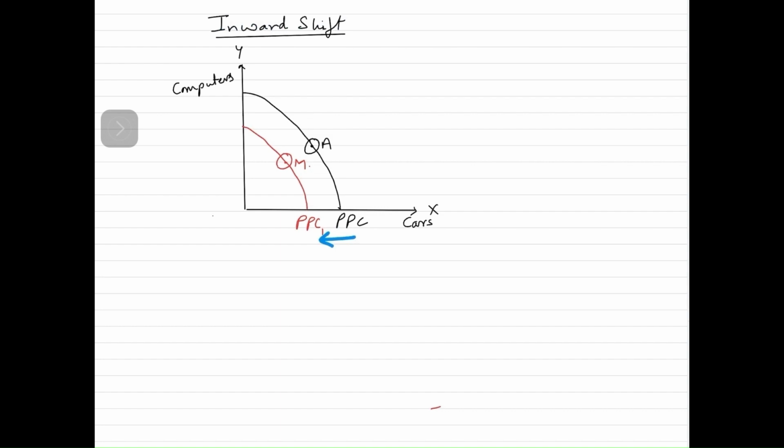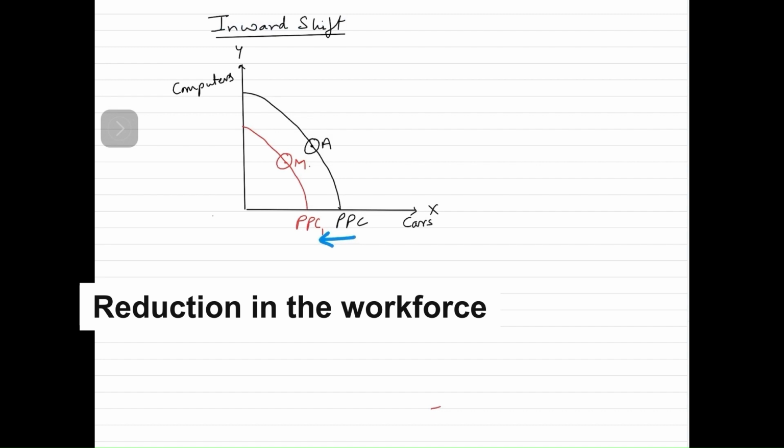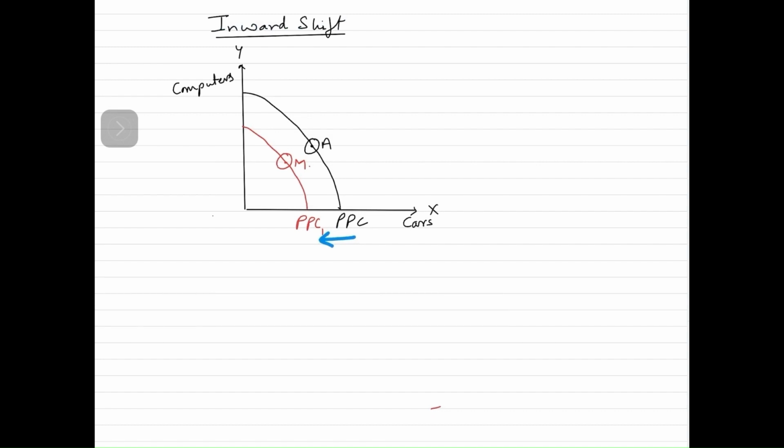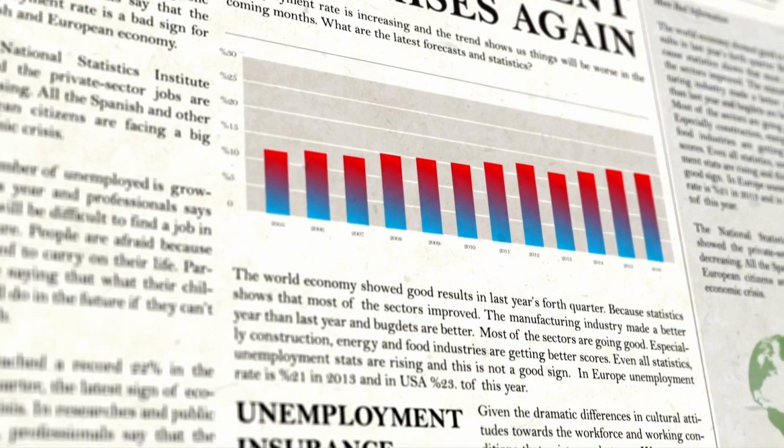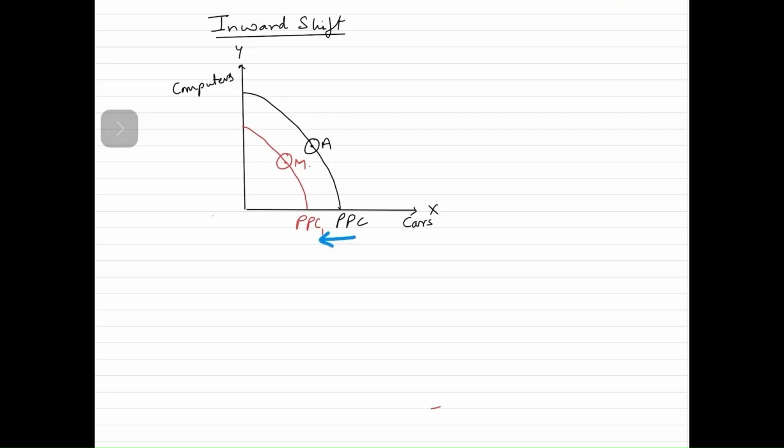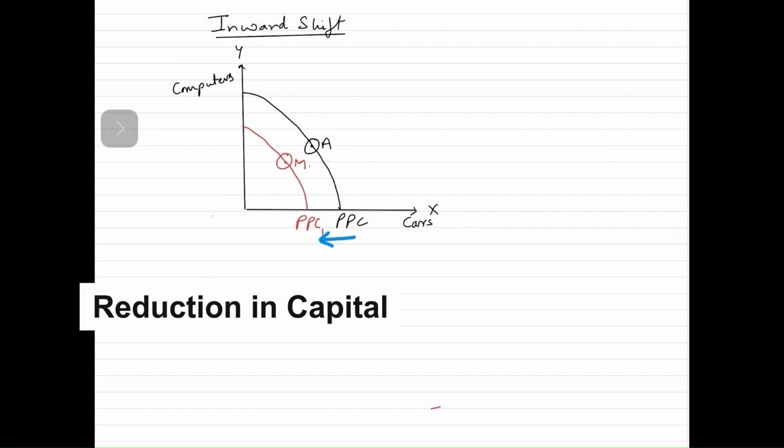The first reason is a reduction in the workforce. So maybe many people cannot work due to fewer job opportunities being created in the economy, and a lot of people are out of work, or probably people are not getting employment in full-time based employment opportunities. Another reason could be less capital.